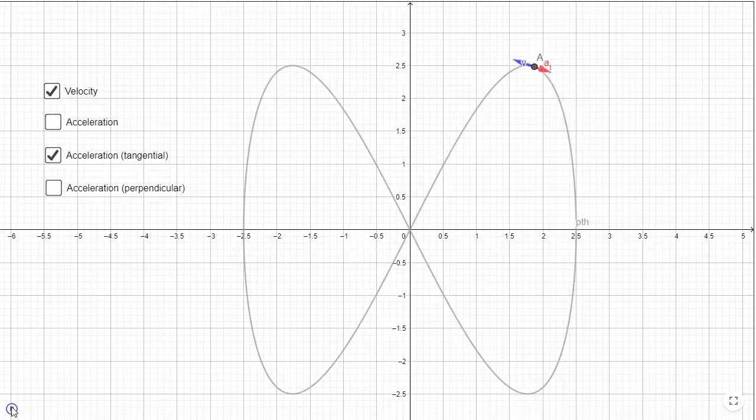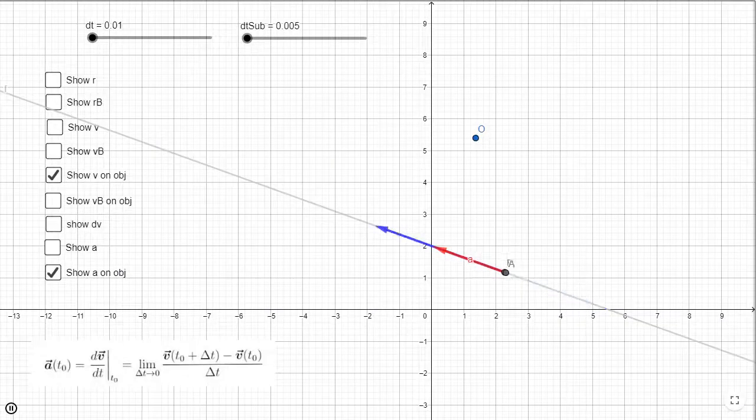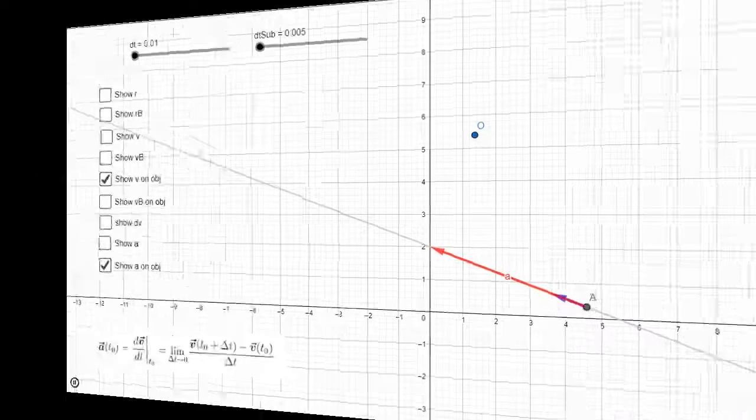When the object is speeding up, the tangential component of acceleration is in the same direction as velocity. Where have we heard that before? Slowing down, acceleration is in the opposite direction. Speeding up, the acceleration is in the same direction as velocity. This is the same story we had when we had motion along a straight line. Slowing down, opposite direction; speeding up, the same direction.